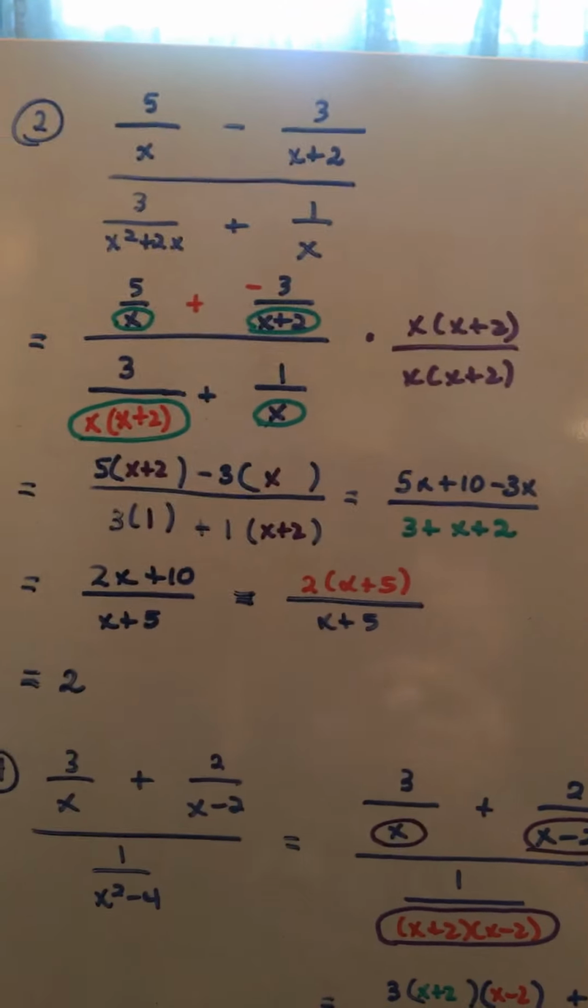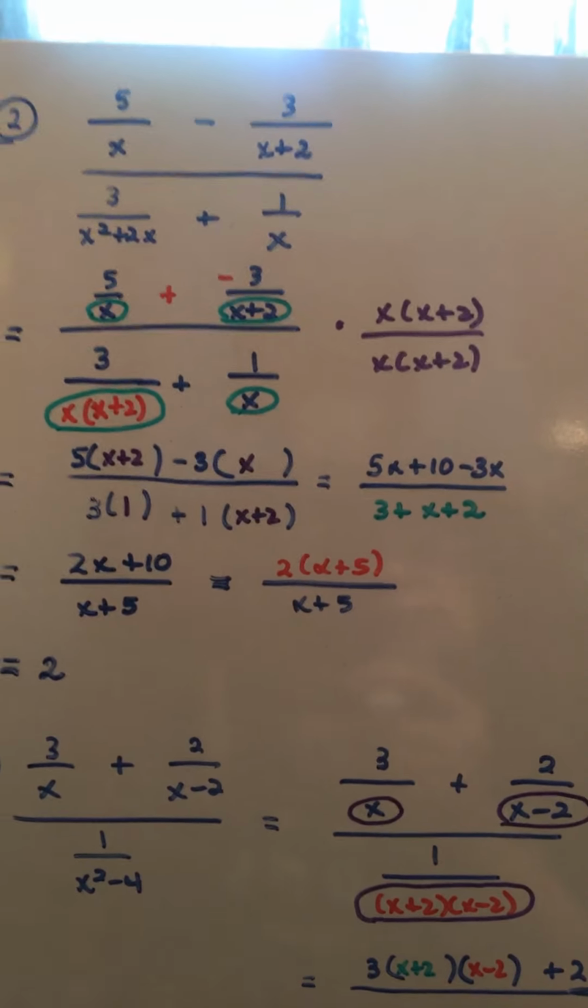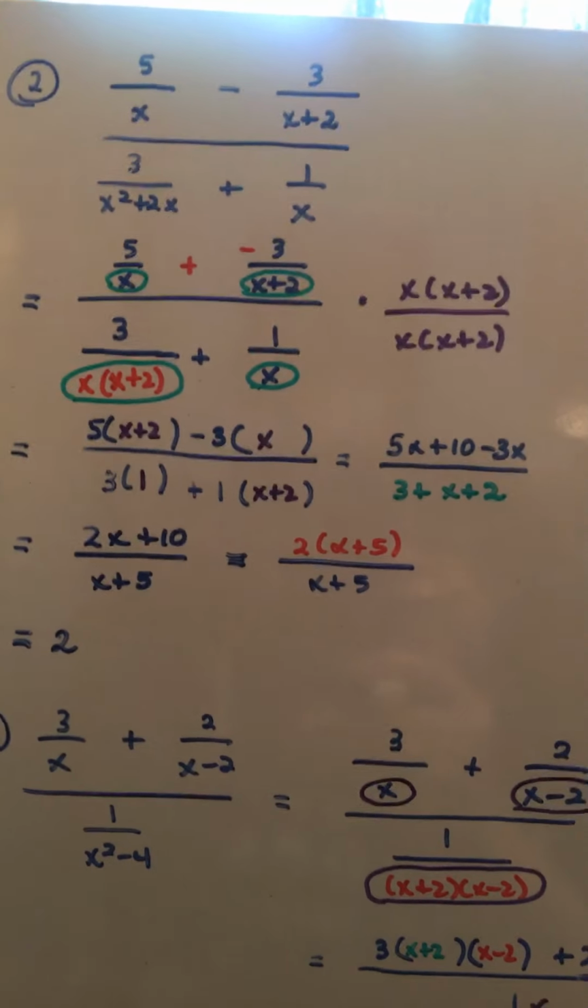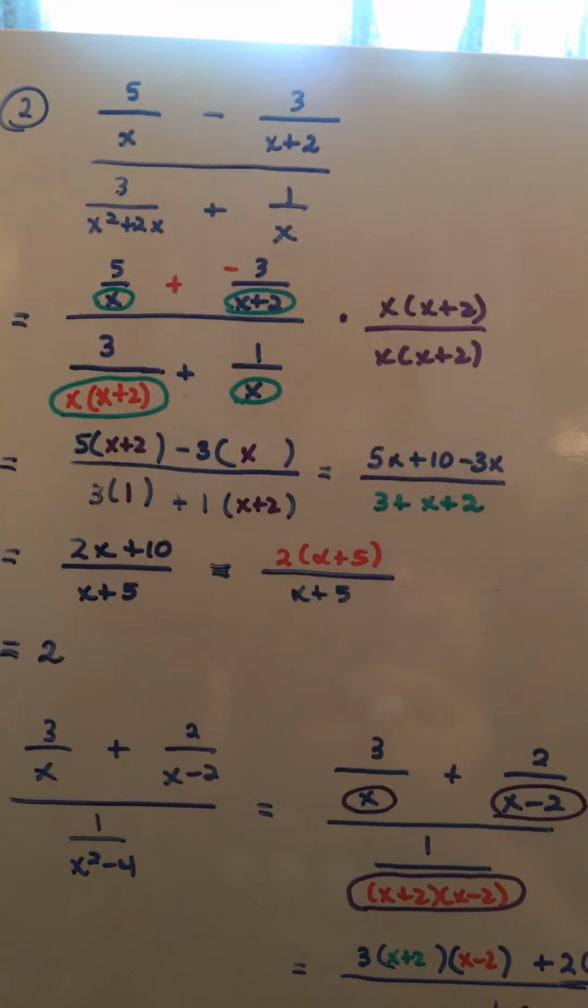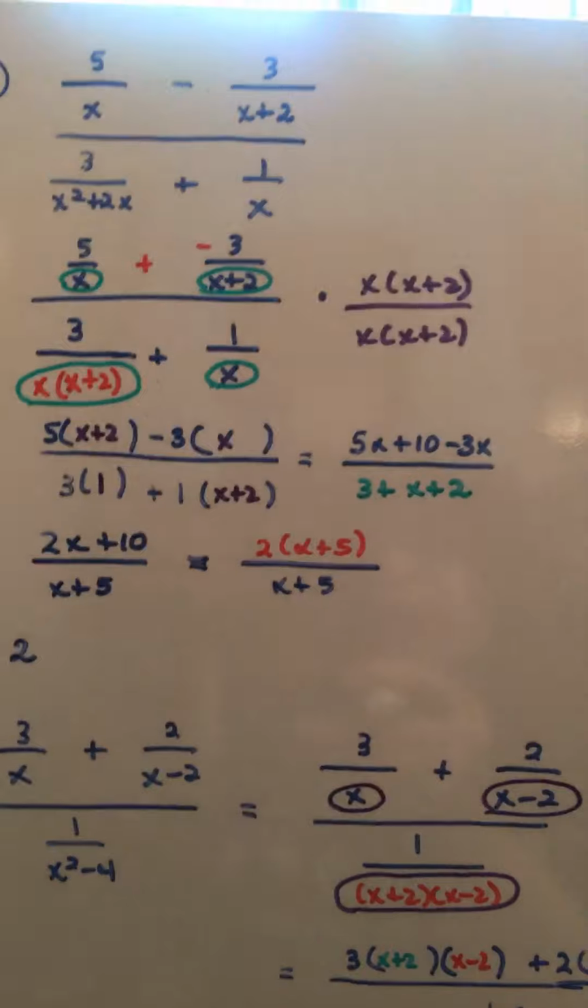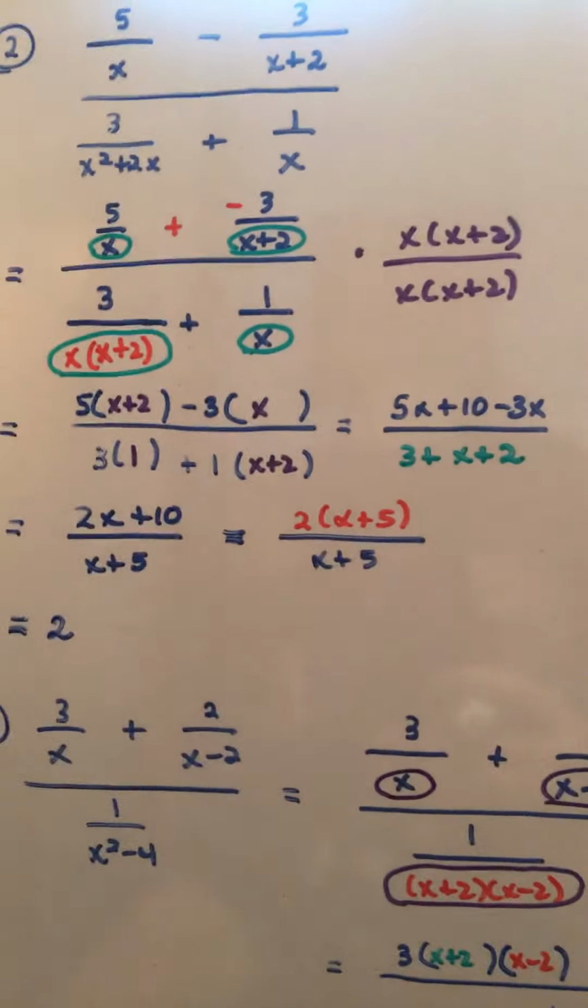Next problem. Notice I need to write that as plus the opposite. I factored each. I circle the denominators. My common denominator is x times x plus 2. And now I play what's missing.